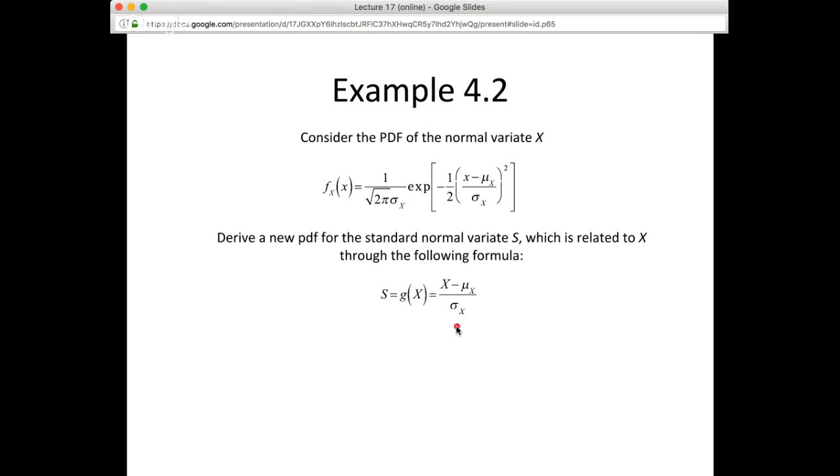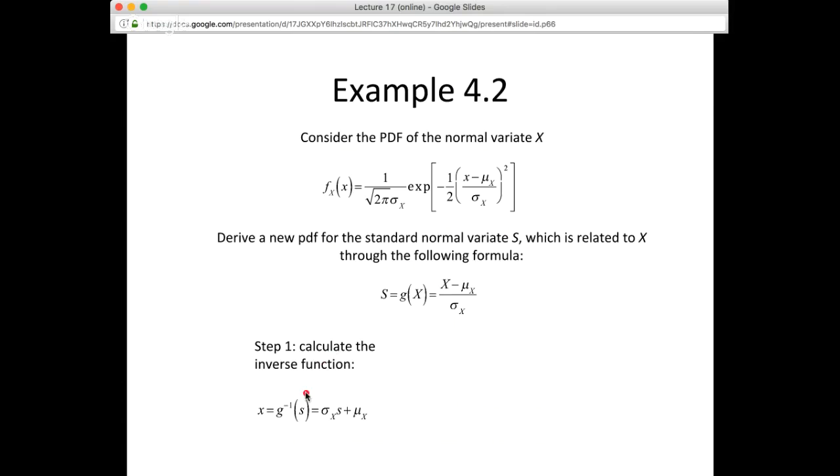If you think about it, this is exactly the kind of problem that our formula was designed for, because we're asking for the PDF of a new random variable, big S, the standard normal, as a function of the random variable x, which we know is normally distributed. We know the PDF for x, we'd like to know the PDF for s, and we know the formula that relates the two. So the goal is to derive a PDF for s.